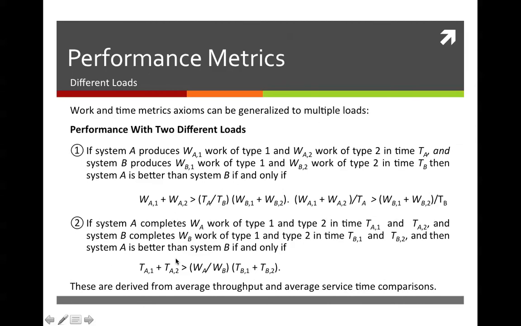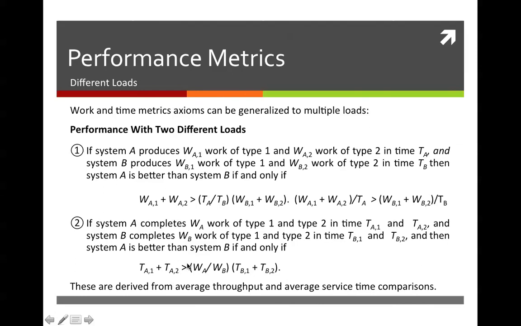Now in the second part, we're actually comparing time. So we say that if system A completes WA work of type 1 and type 2 in time TA1 and TA2, and system B completes WB work of type 1 and type 2 in time TB1 and TB2, this time we take system A preferred over B if and only if TA1 plus TA2 is greater than WA divided by WB times TB1 plus TB2. Here again, what we're doing is we're taking the total time.